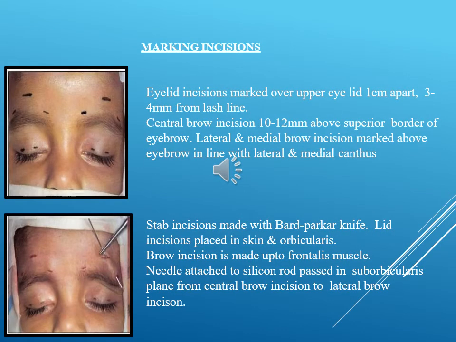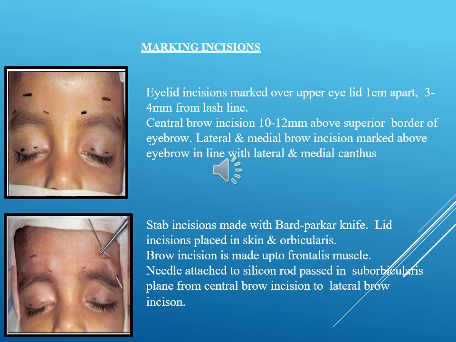So, this surgery involves two types of incisions. Firstly, we have eyelid incisions, and secondly, we have brow incisions. So, the first step involves marking of these incisions before the incisions are made. The eyelid incisions are marked over the upper eyelid 1 centimeter apart and 3 to 4 millimeters from the lash line. They are marked at the level of the lateral canthus and the medial canthus.